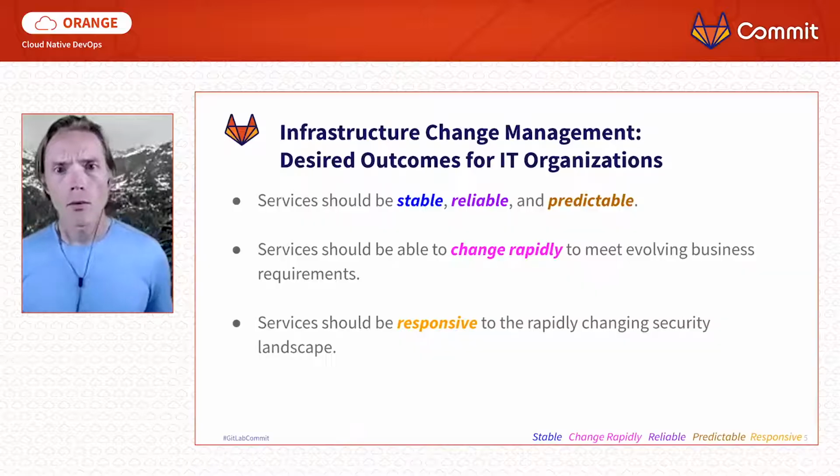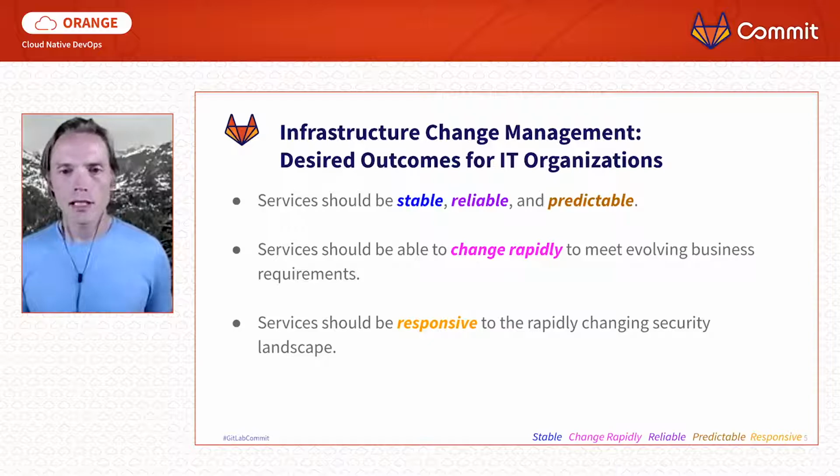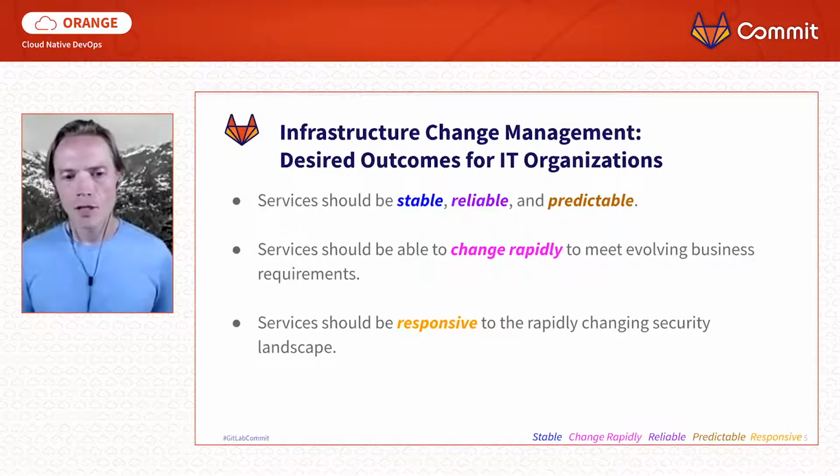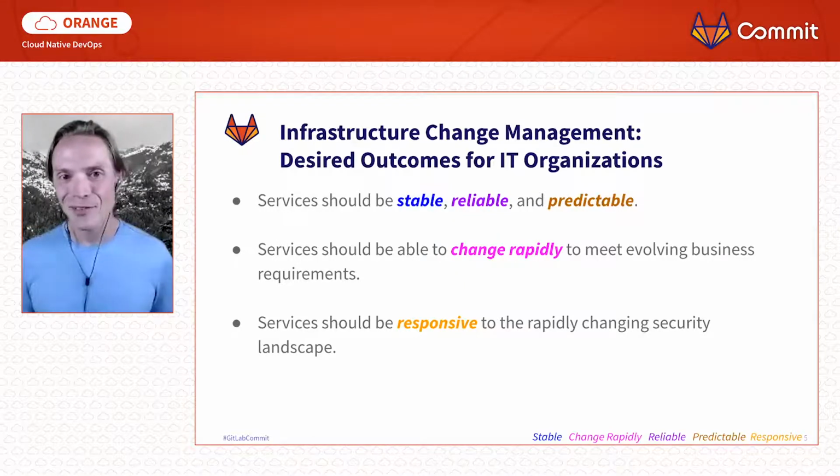Now, we're going to take a look at infrastructure change management and what it actually set out to provide to an organization, or to an IT organization. Really, this was about management of the services that the IT organization provides to the business. And around these services, we need certain things to be provided, such as stability. They need to be reliable. They've got to be predictable.